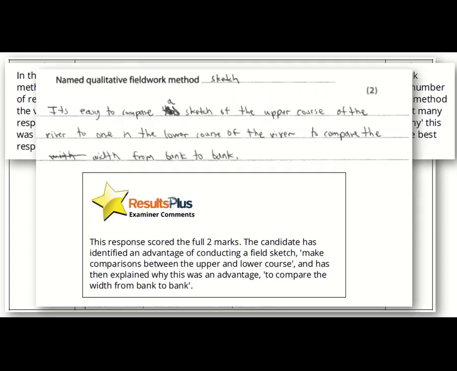And there's an example that got 2 marks. Again, you don't have to write loads. It's easy to compare a sketch of the upper course of the river to one of the lower course of the river, to compare the width from bank to bank. I wouldn't say this is a great answer, but it showed you they did a sketch, and what was good about the sketch, it was easy to compare the one in the upper course to the one in the lower course. Again, not the best answer, but it got 2 marks. Shows you that you don't necessarily have to write a particularly brilliant answer to still access the marks, as long as you're just following what the exam would want you to do.